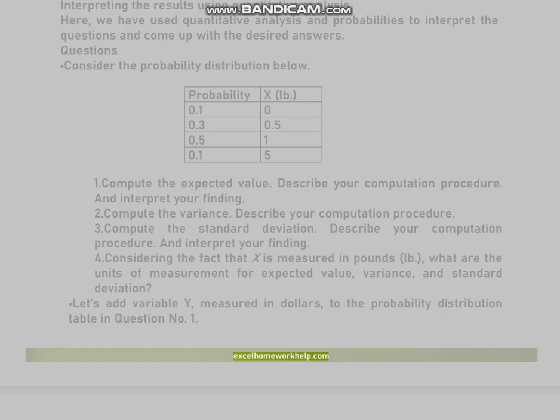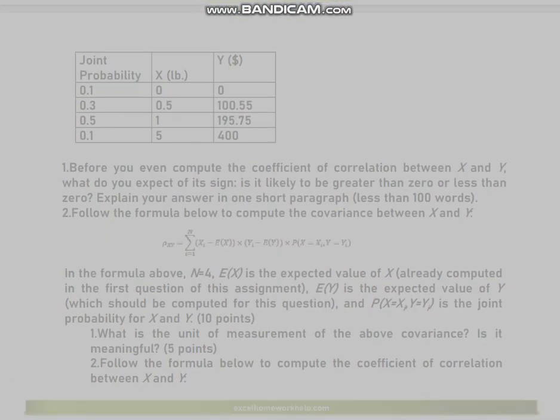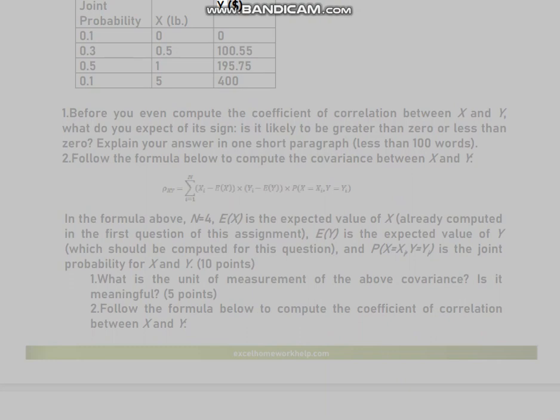Joint probability, X in pounds, Y in dollars: 0.10, 0.30, 0.5, 100.55, 0.51, 195.75, 0.15, 400. 1. Before you even compute the coefficient of correlation between X and Y, what do you expect of its sign? Is it likely to be greater than 0 or less than 0? Explain your answer in one short paragraph, less than 100 words.